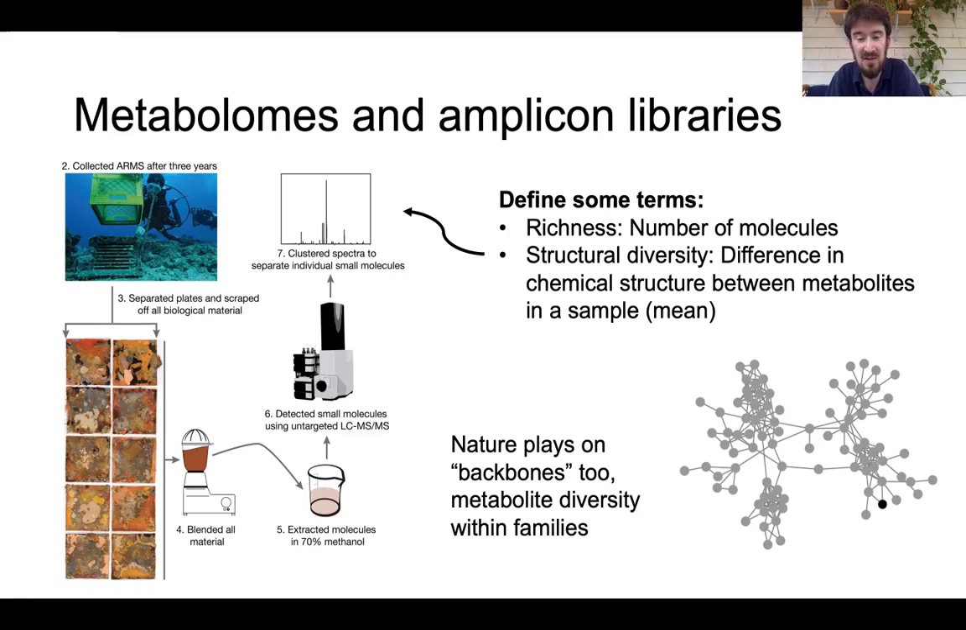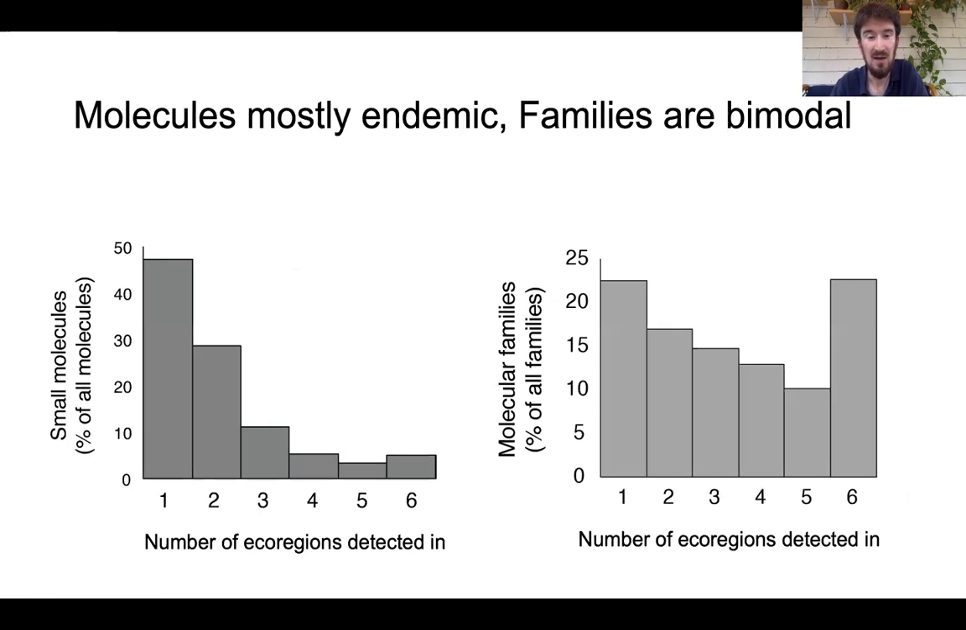And then finally, before we dive into the data, it's also important to note that nature played on these backbones well before computers played on these backbones. And so we're interested in metabolite diversity within families in nature. So how are families of molecules diversifying on coral reefs? What I'm showing you here on the left are the individual small molecules, and on the right, I'm showing molecular families. That's on the Y, and on the X, we're looking at the number of ecoregions they were detected in. We sampled in 6 different ecoregions across the Indo-Pacific.